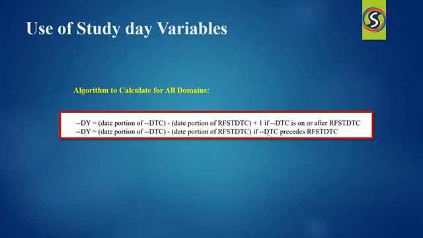So all domains based on the 3 general observation classes should have at least one timing variable. For domains in the events or intervention observation class, and for domains in the findings observation class for which data are collected only once during the study, the most appropriate timing variable may be a date, that is your DTC or SDTC, or some other timing variables.